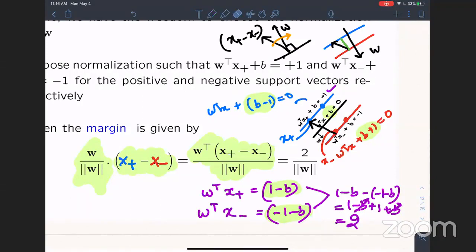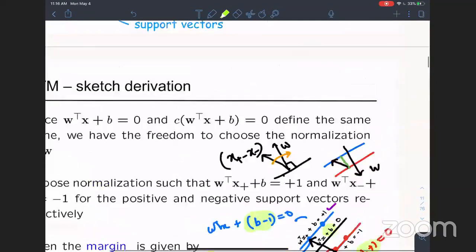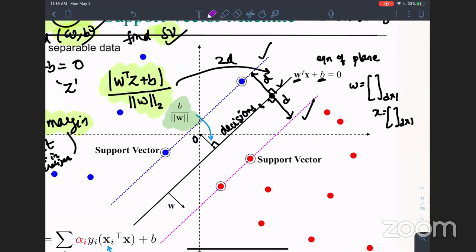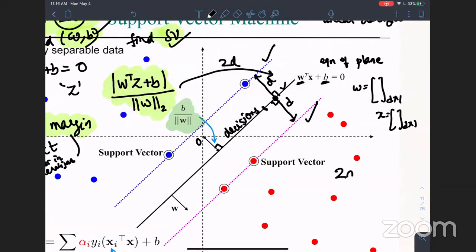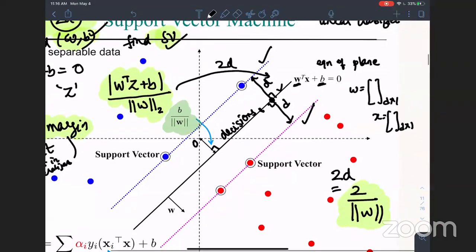The denominator is the normalization constant. What have I found out? I have found out 2D, for everyone who is curious about this part. What is that 2D? Twice the distance. What is my goal? Maximizing 2D, maximizing the margin. This is my goal.